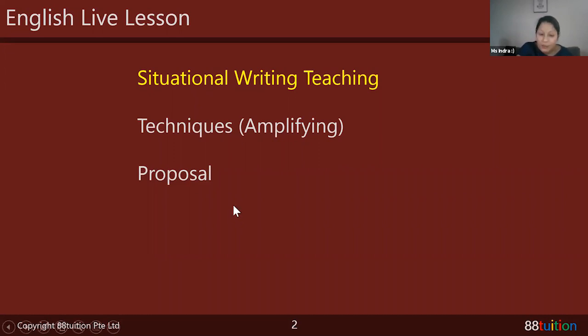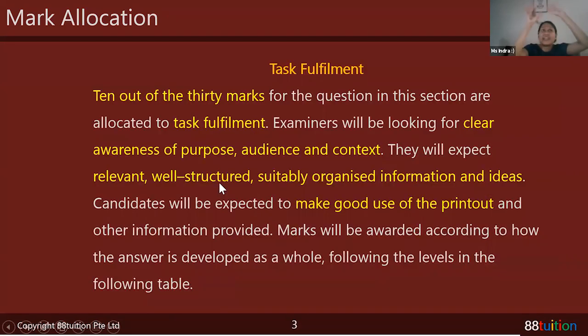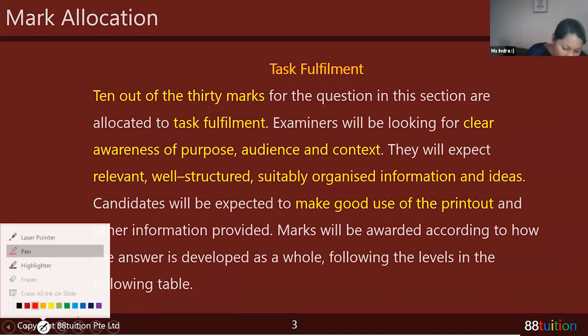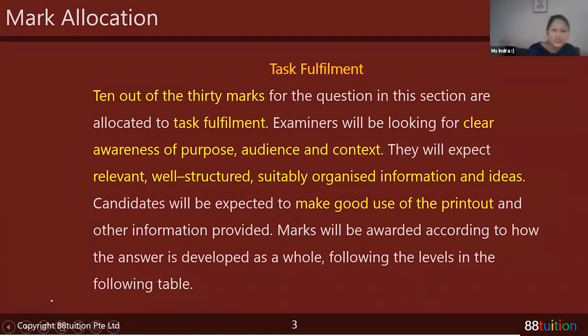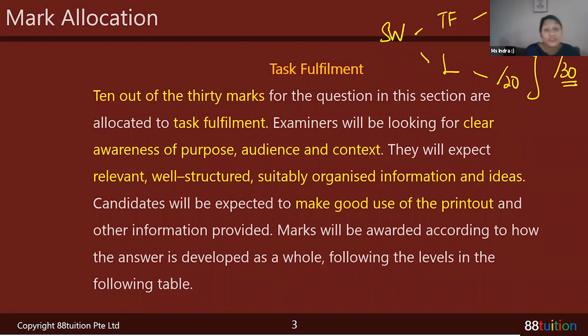Let me briefly give you a summary of what you already know about situational writing. We all know that situational writing has two parts: task fulfillment as well as language. Task fulfillment is usually out of 10, and language is out of 20, making a total of 30 marks. For those of you in primary school, it's basically doubled for Primary 6. Right now it's out of 15, and next time you'll be out of 30.